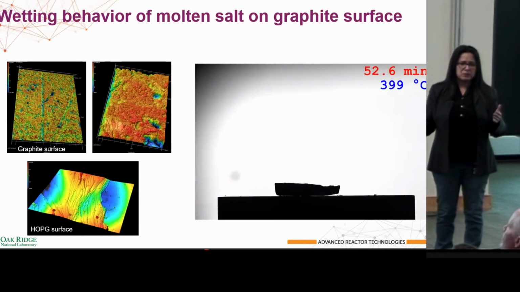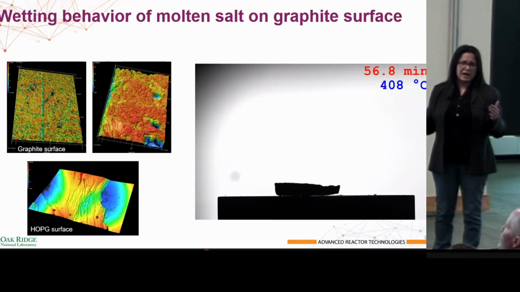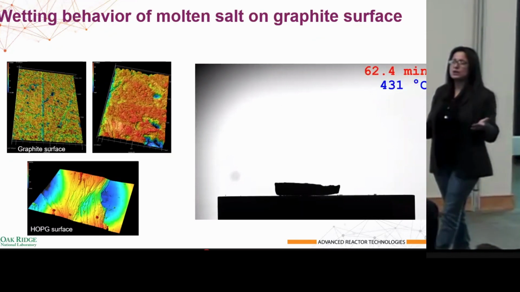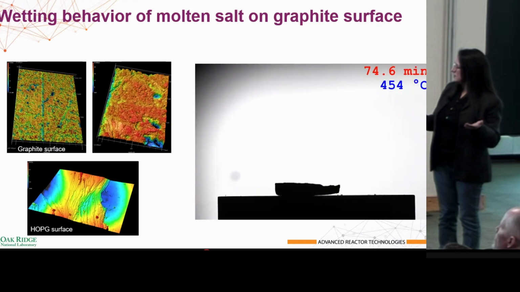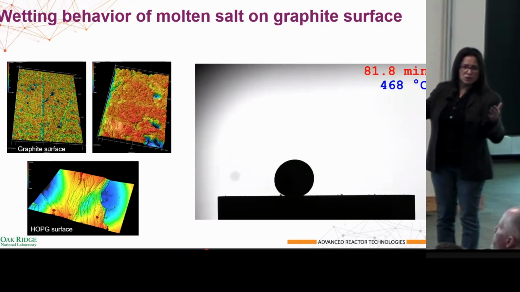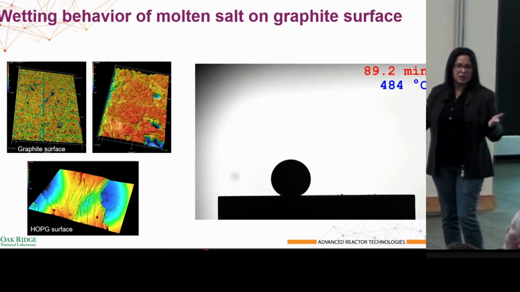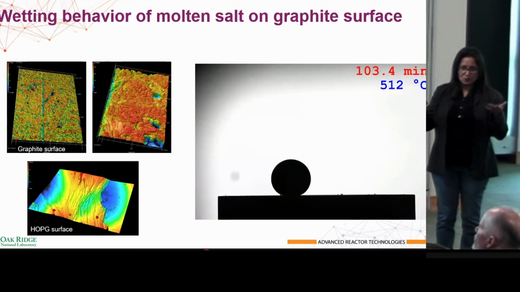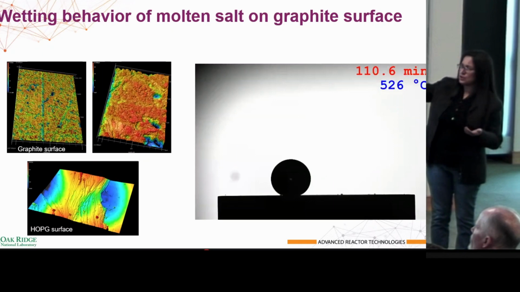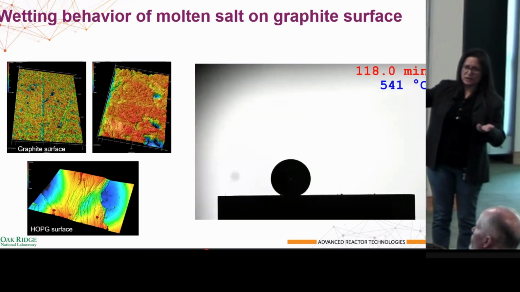So we have implemented a high temperature optical dilatometer with a software for contact angle measurements. Here we can see how this salt, we start with a solid pellet, we raise the temperature, and we can see how that salt goes from solid to liquid. It shows the non-wetting behavior by a contact angle greater than 90.